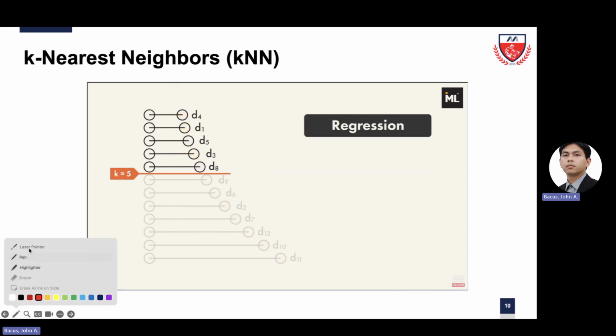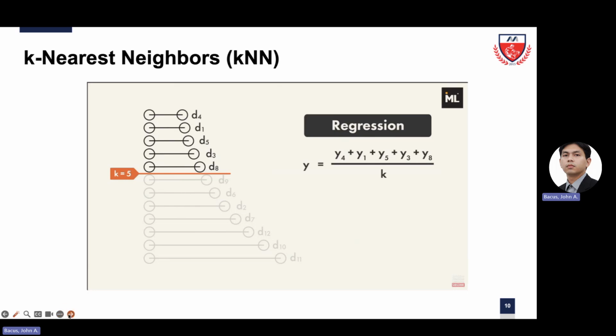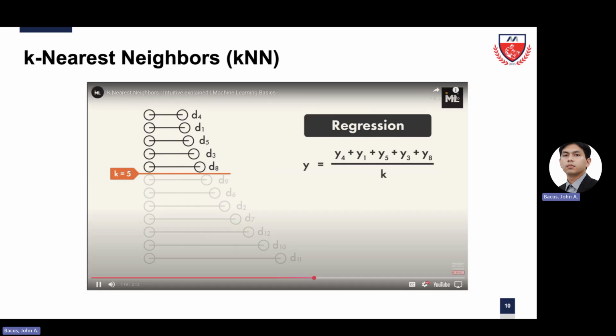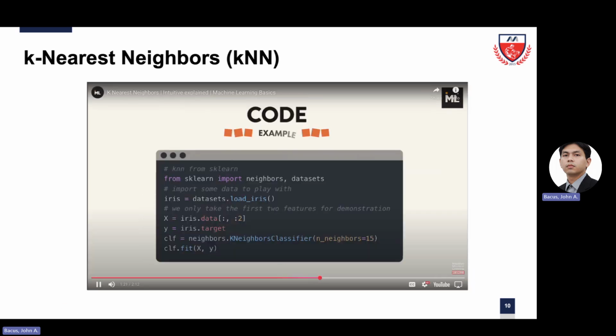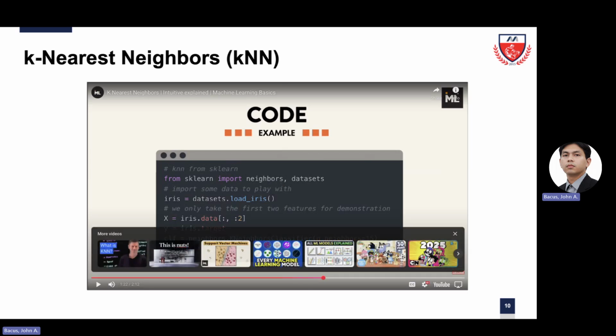For the regression problem, we simply return the average of the k nearest neighbors' labels as the prediction. The coding part for these k nearest neighbors will be talked about in your AI lab, and we will have examples for it as well. Okay, so let's move on to the next slide.